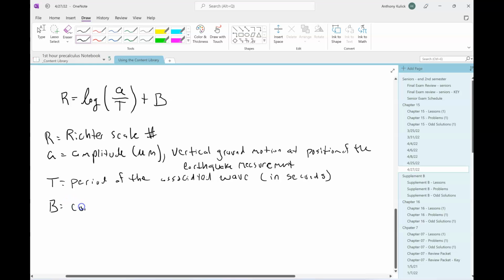Then B is a constant that accounts for the weakening of the wave with increasing distance from the epicenter. So like we know for an earthquake, the further away you get from where the actual plates are crunching into each other that's causing the earthquake, the earthquake is less strong as you get further away, right?